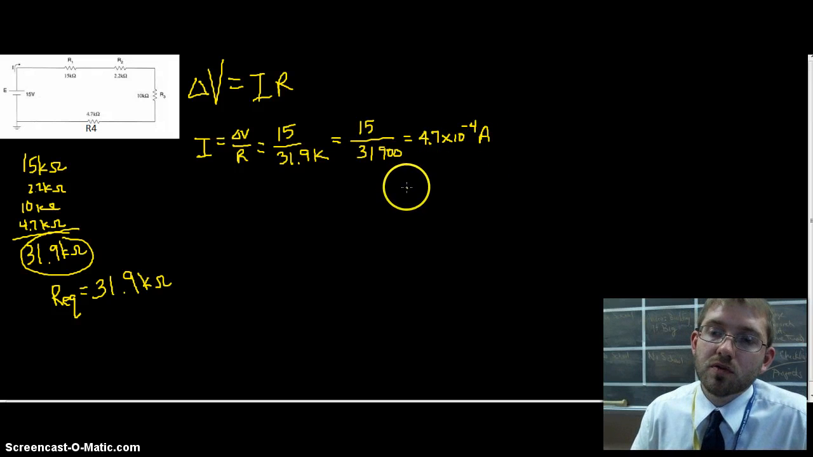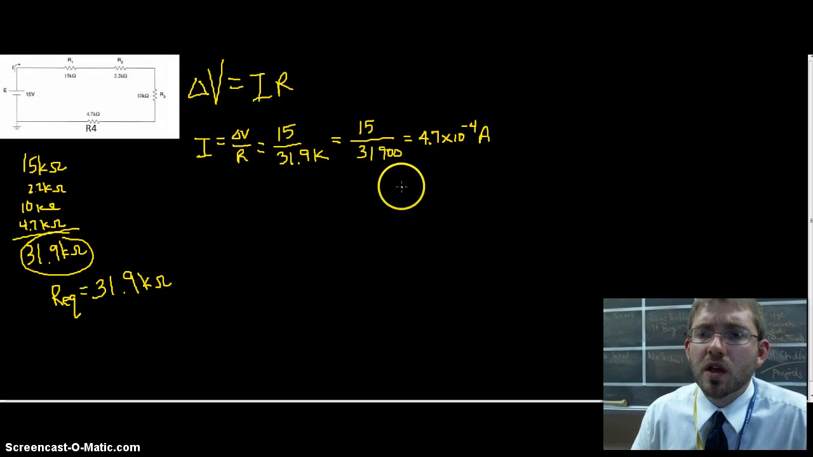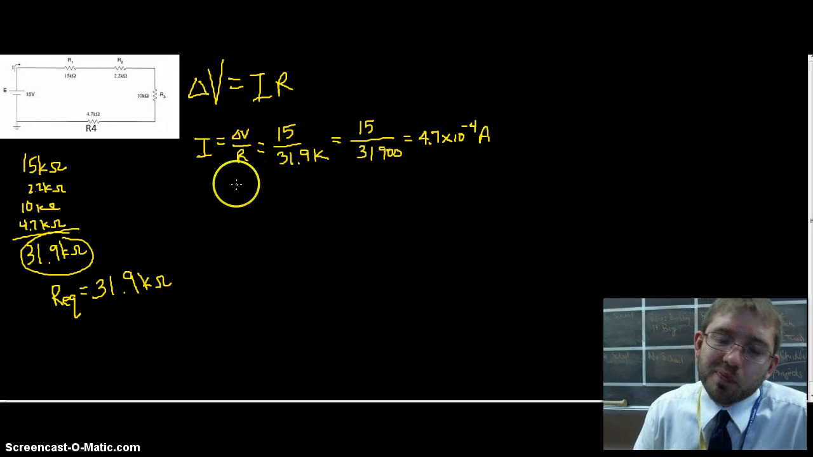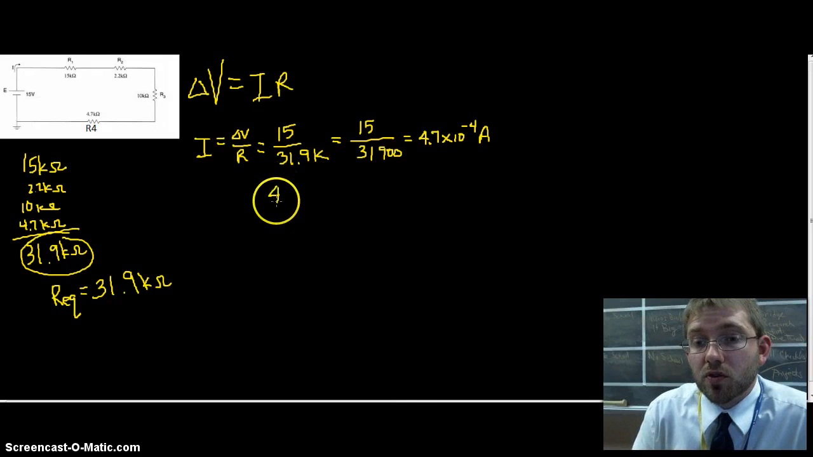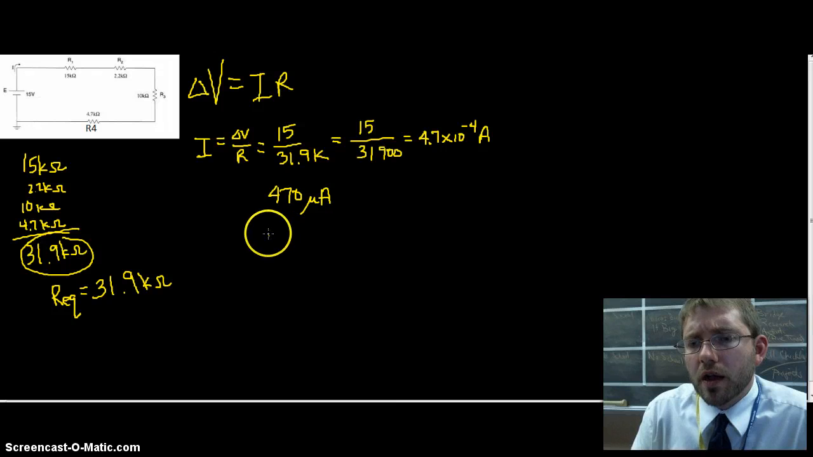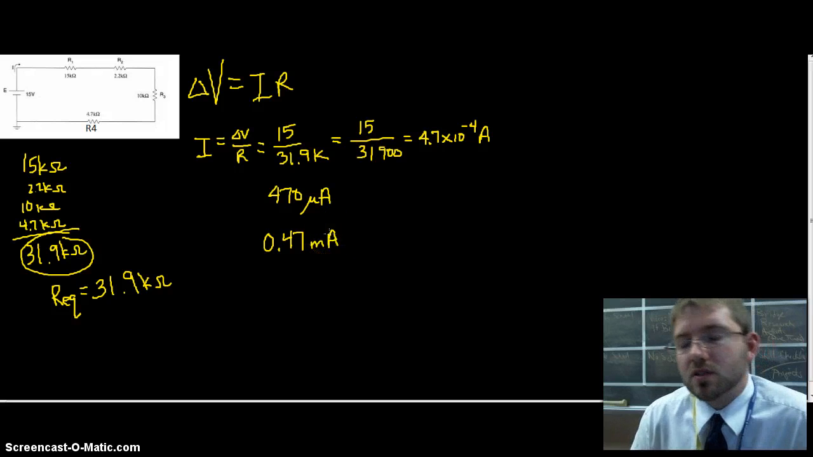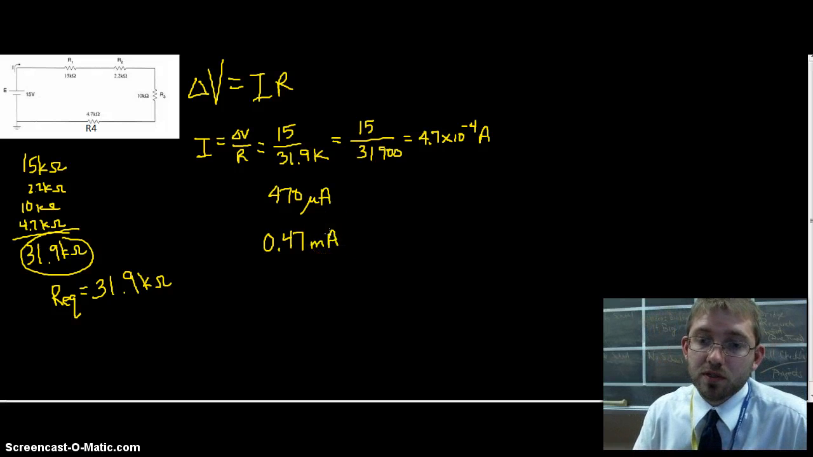The unit of electrical current is amperes, which you could write in a couple different ways. You could write the value certainly as that. You could also write it as 470 microamps, not very large. Also 0.47 milliamps, okay? Scientific prefix, it is what it is. Pick your poison, doesn't matter. They all mean the same thing.